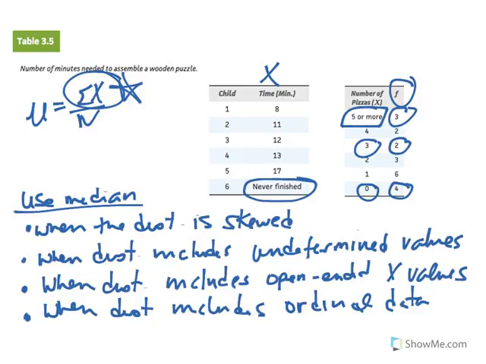And that concludes part 3 of chapter 3, Measures of Central Tendency.